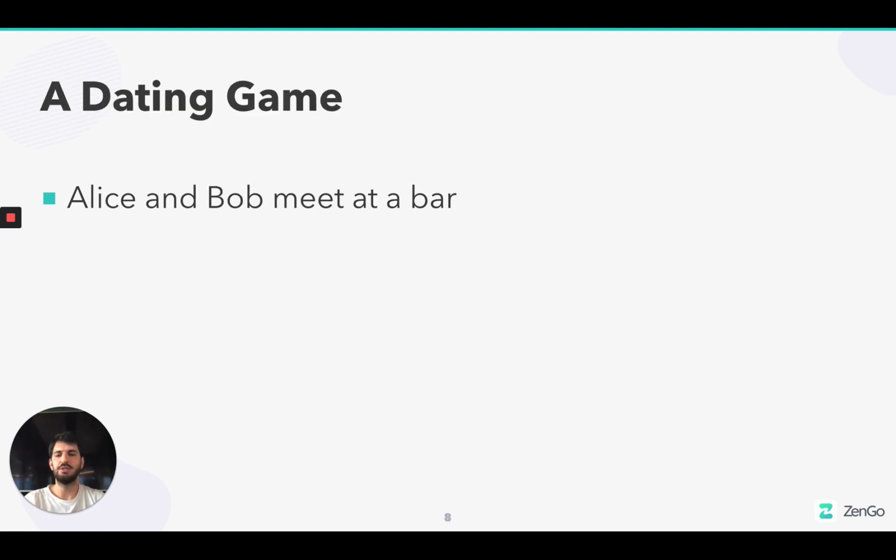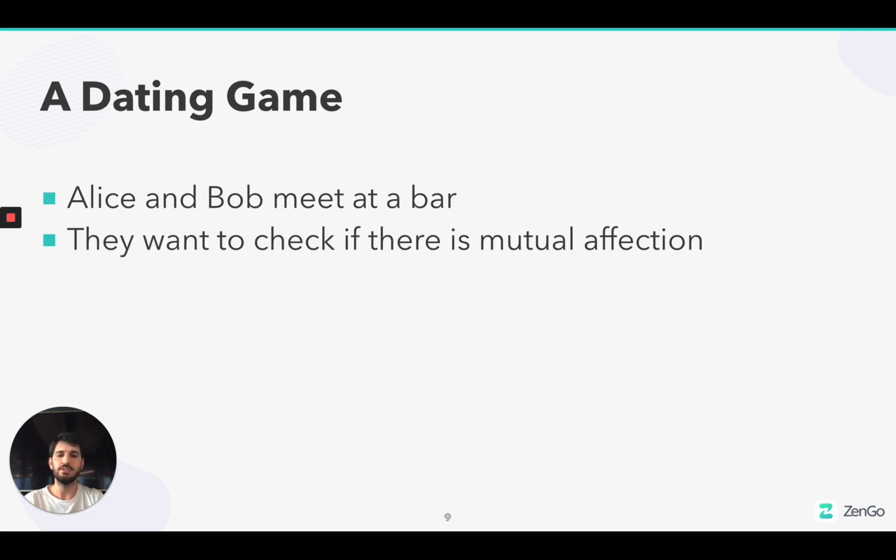So let's look at a concrete example. Alice and Bob meet at a bar. Now they hit it off and everything is going nice and well, and towards the end of the night they wish to decide whether they should go on a second date. So this is a problem of a mutual affection. Now the easy way to solve it is for Alice to just tell Bob if she loves him or not, and for Bob to tell Alice if he loves her or not. In case both love each other, there's a happy ending and we're done.